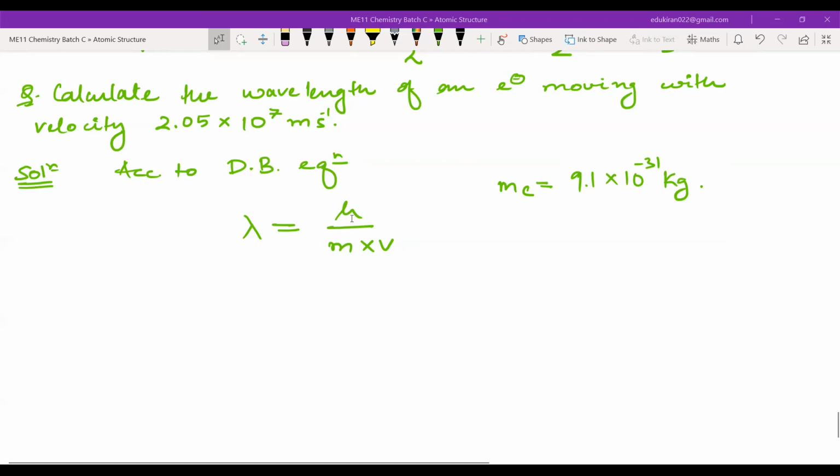If you want any values, for example, for Planck's constant, the velocity is given. If you want the value of Planck's constant, then first you look in the copy, and if you cannot find that also, then we can provide you with the Planck's constant.